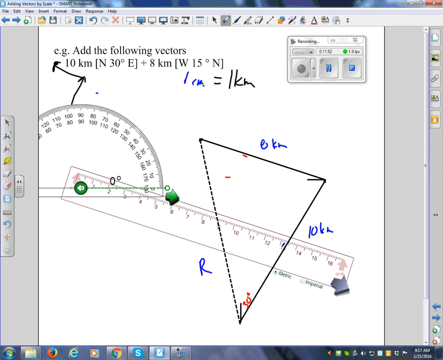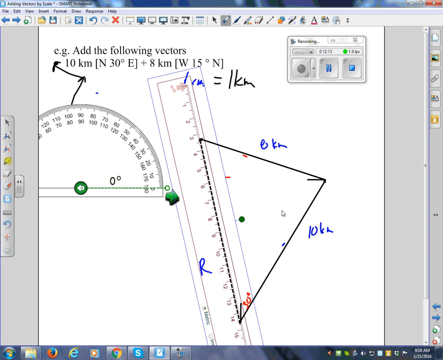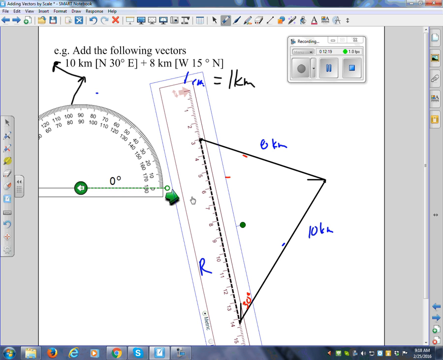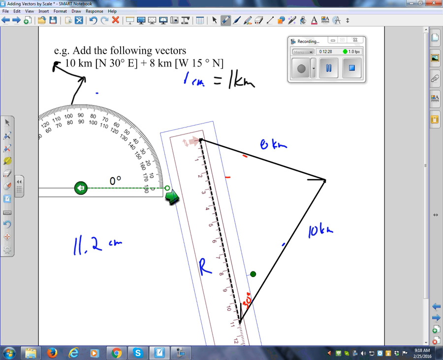Alex, what do I do next? I got my resultant drawn. What do I do? How do I figure it out? 10 squared plus 8 squared? No! Not a right triangle. How do I figure it out? I take my ruler and I actually measure. Oh no. I get about 11.2. 11.2 centimeters, which equates to, I guess, 11.2 kilometers.